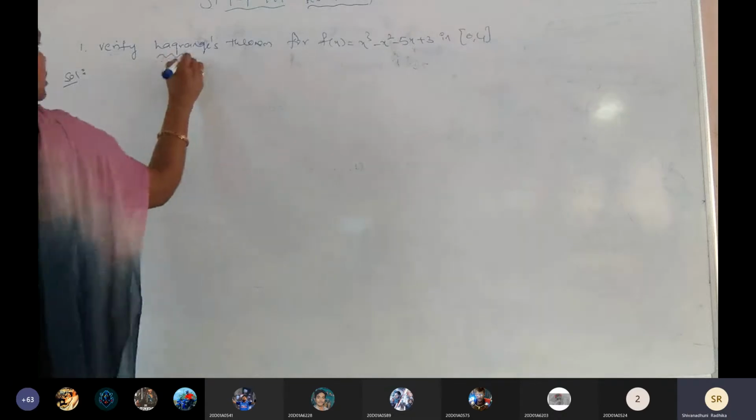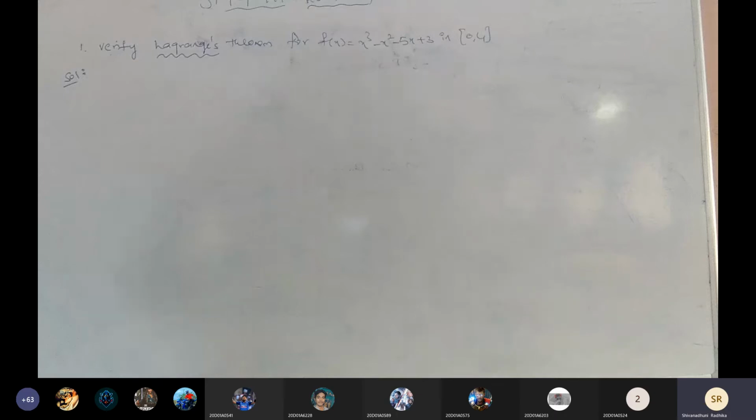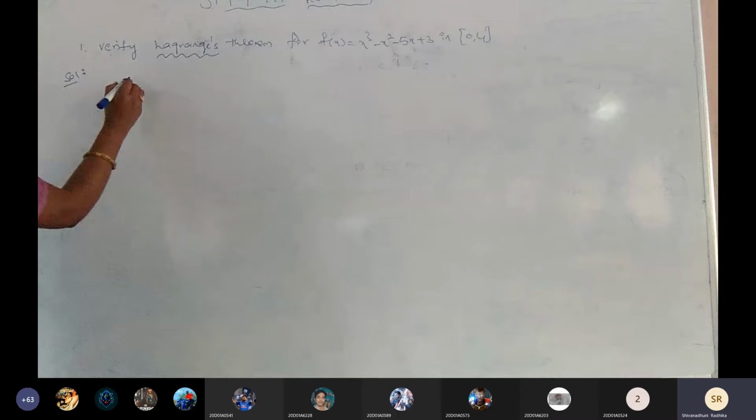Verify Lagrange's theorem for f of x equals x cube minus x square minus 5x plus 3 in the closed interval 0, 4. Is it right? Now the solution. The method name is already mentioned. What is the method name here? Lagrange's. Is it clear?